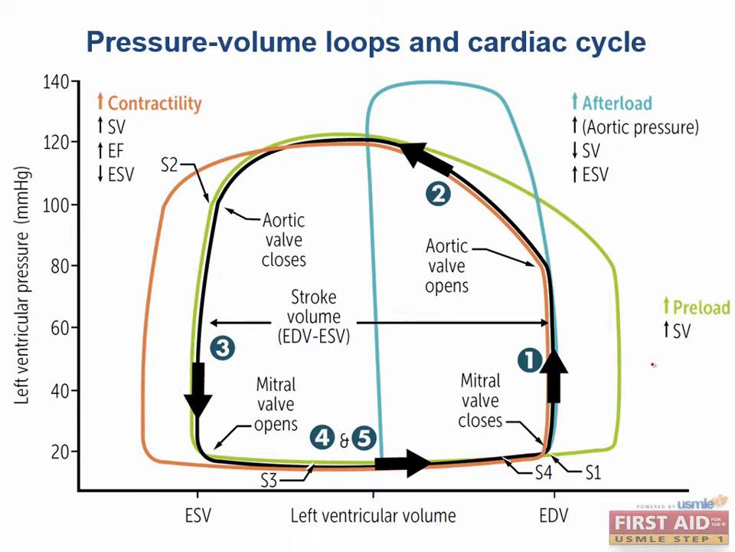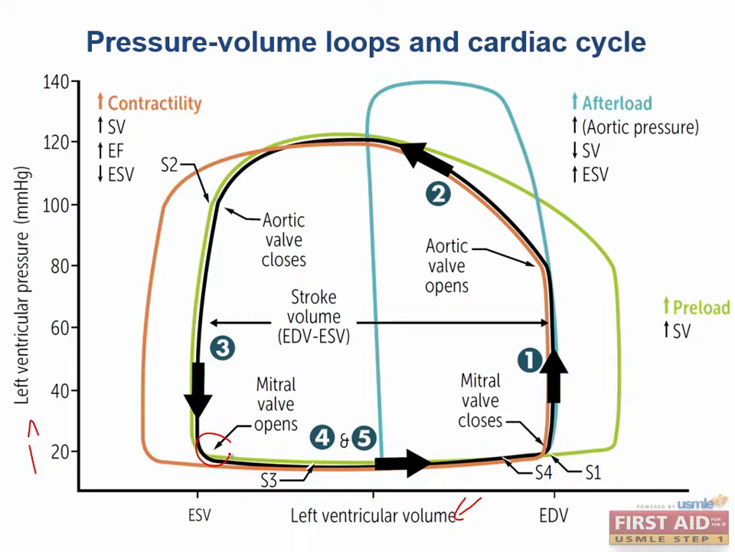Alright guys, this pressure volume loop may seem intense at first, but we're going to dominate it. It basically just plots left ventricular volume on the x-axis and left ventricular pressure on the y-axis. So let's just go ahead and start here where the mitral valve opens, at the bottom left of the diagram.